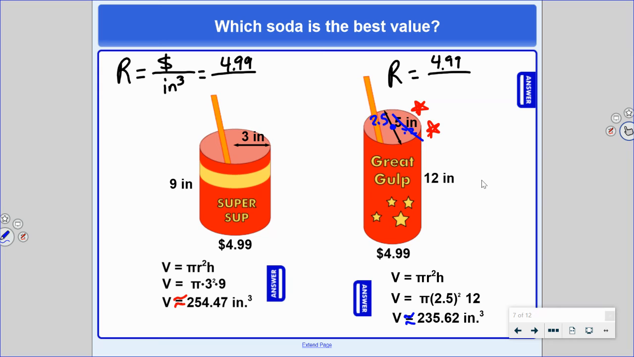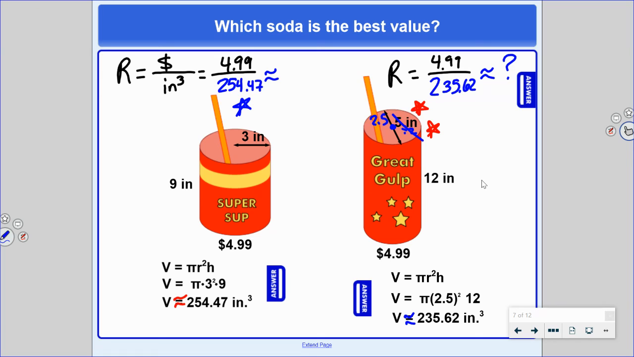Now, dare I say, folks, that you should already and immediately know which one is a better value. Could we find the rate? Absolutely. By dividing $4.99 by each of these volumes, you will find a rate. But think about dividing a number by 2 different quantities. The bigger or more pieces you divide it into, the smaller it will be.